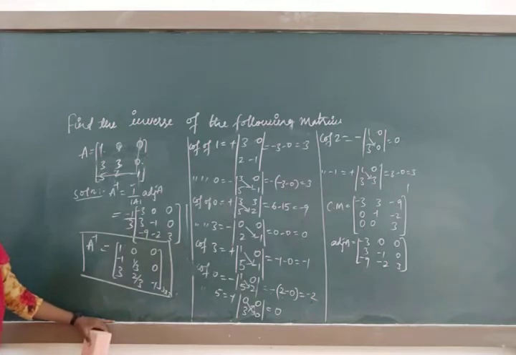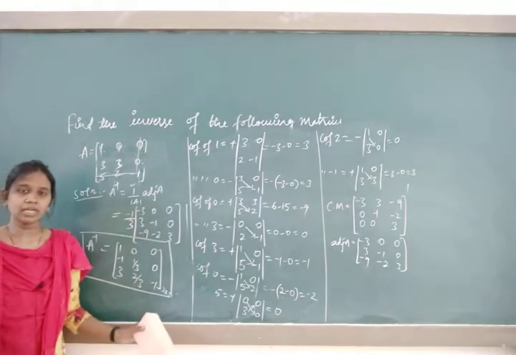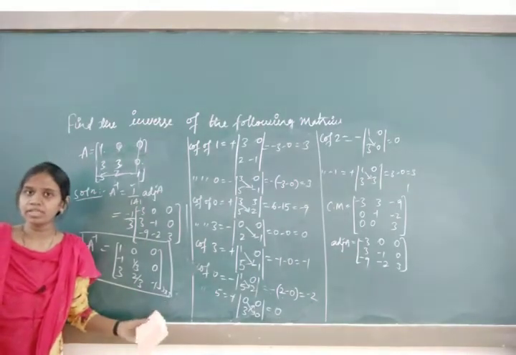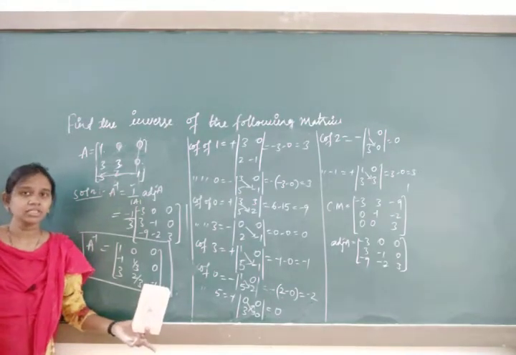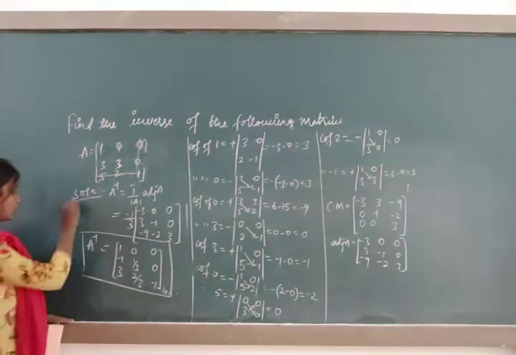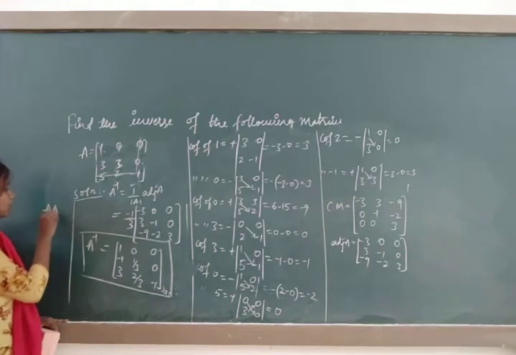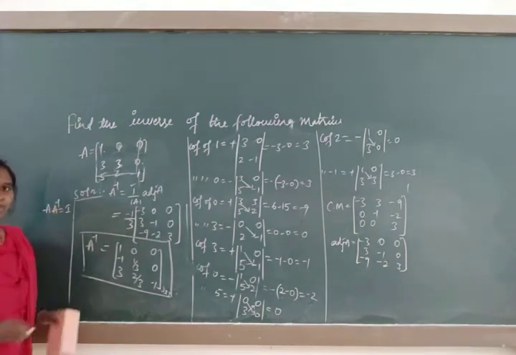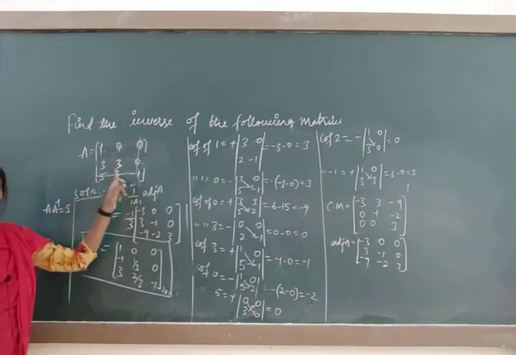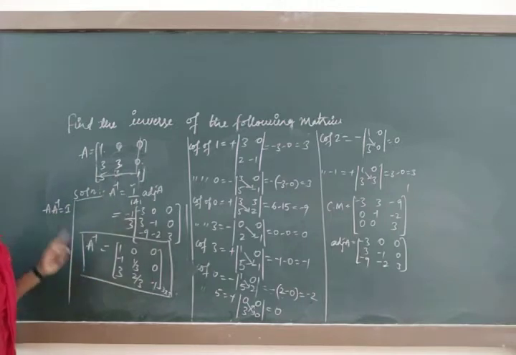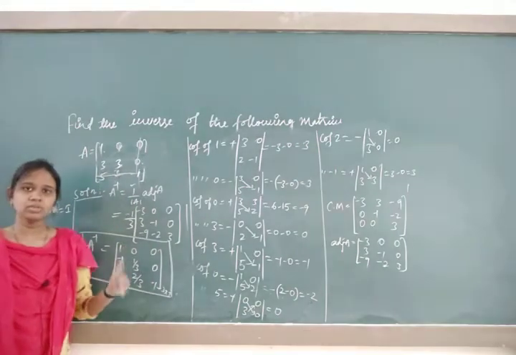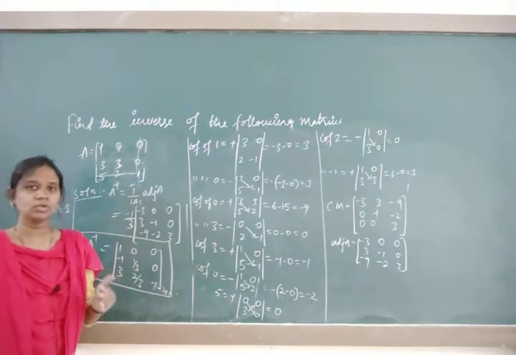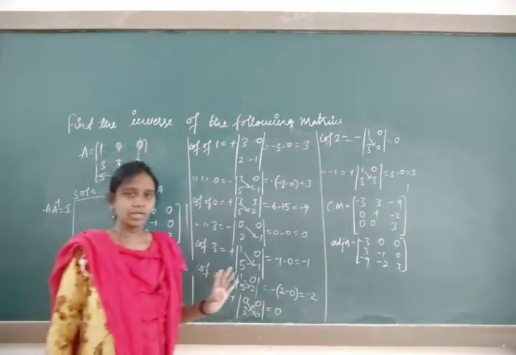Now check whether your A inverse value is correct or not with the help of verification. Which verification? A into A inverse is equal to I. I will write here A into A inverse equal to I. A means this one, A inverse means this one. You multiply, and you have to get 1 0 0, 0 1 0, 0 0 1. So 9 elements you have to get.